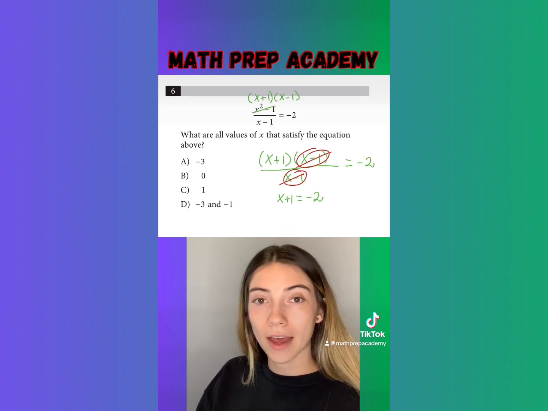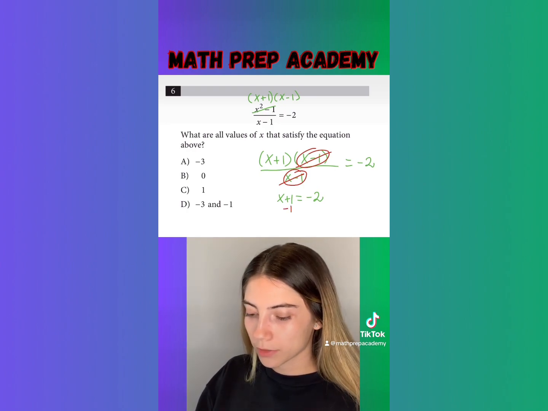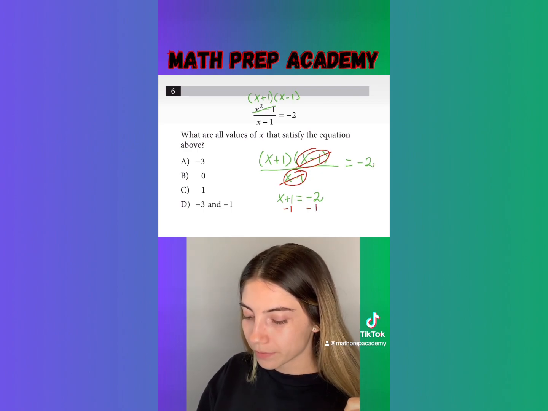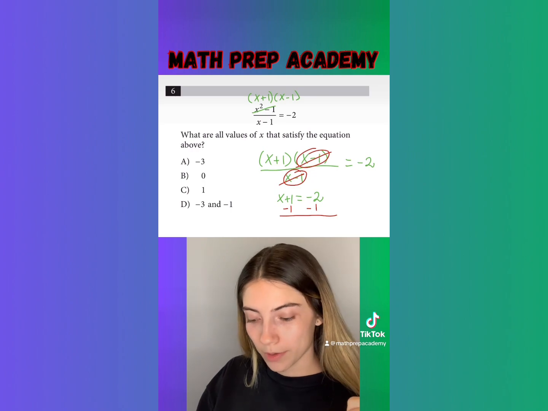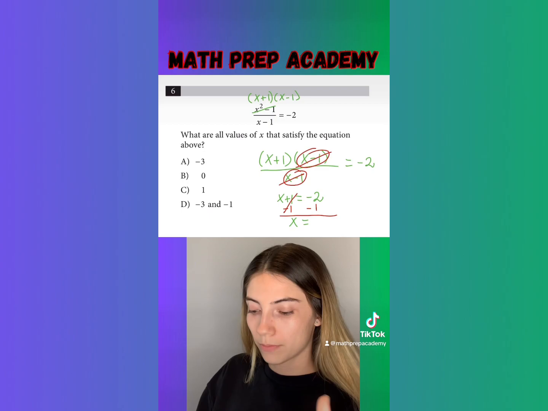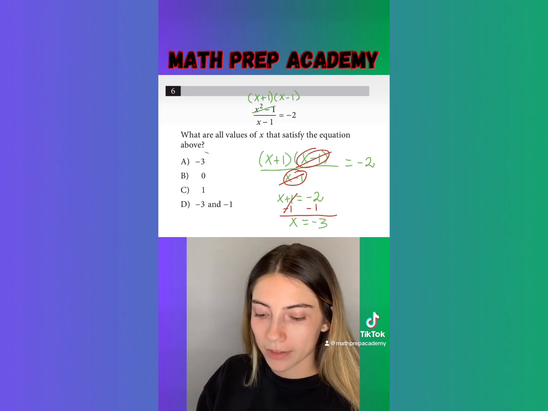So how do we get rid of that plus 1? We do the opposite, minus 1. If we do it on the left side, we have to do it on the right side. 1 minus 1 cancels out. And we are left with x is equal to negative 2 minus 1, which is negative 3. Our answer is right there.